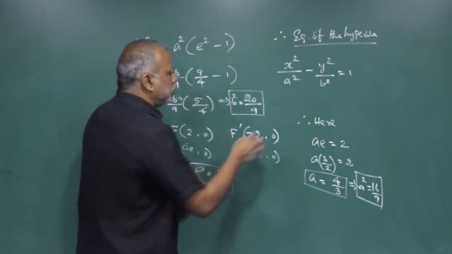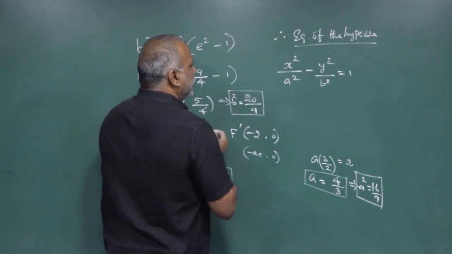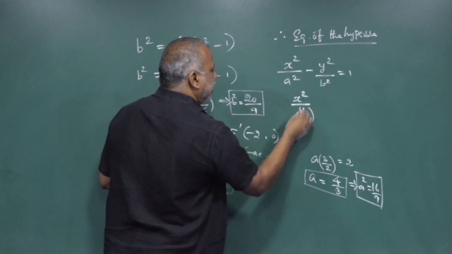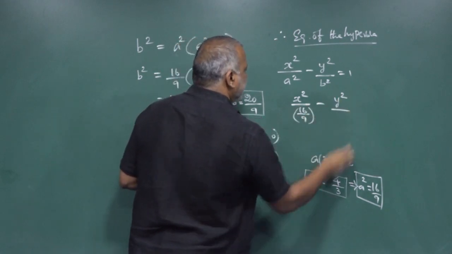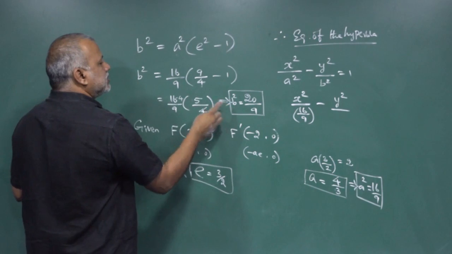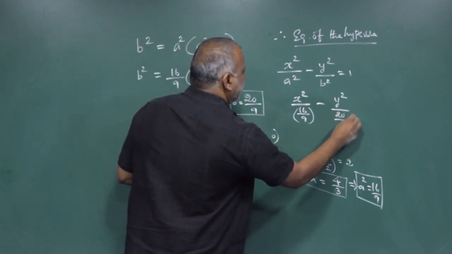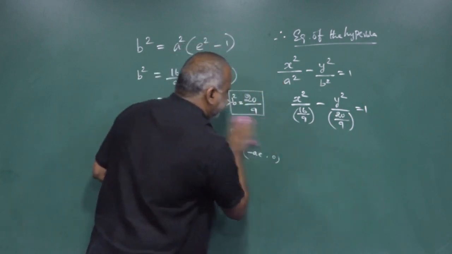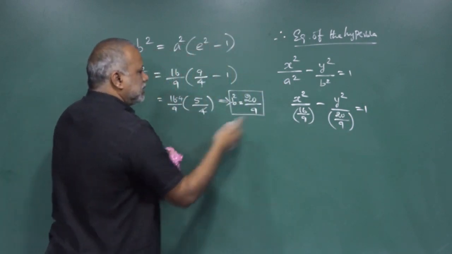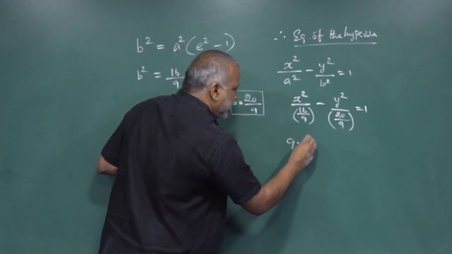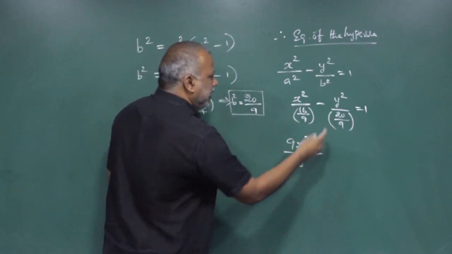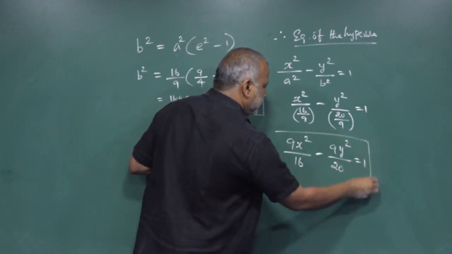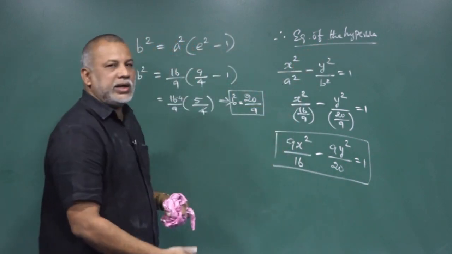Now we have to substitute the data here. x squared divided by the value of a squared, 16 divided by 9, minus y squared divided by the value of b squared, which we just worked out, 20 divided by 9, equal to 1. So we are able to take the reciprocal: 9x squared divided by 16 minus 9y squared divided by 20 equal to 1. This is the equation of the required hyperbola.